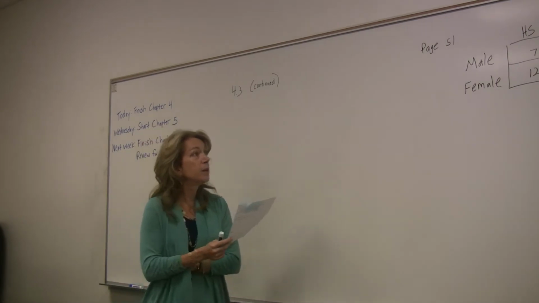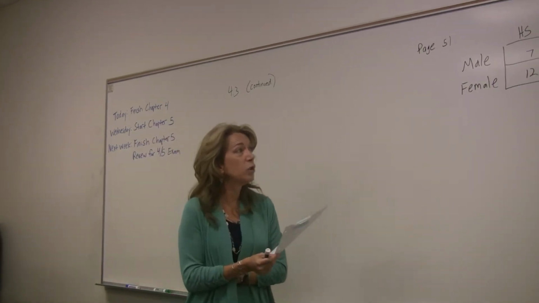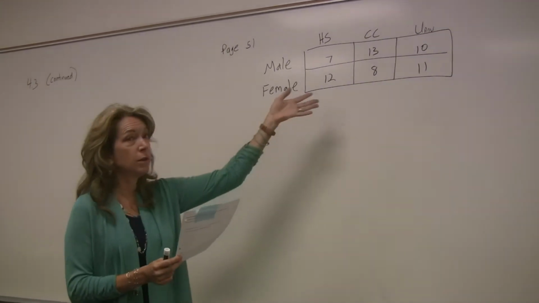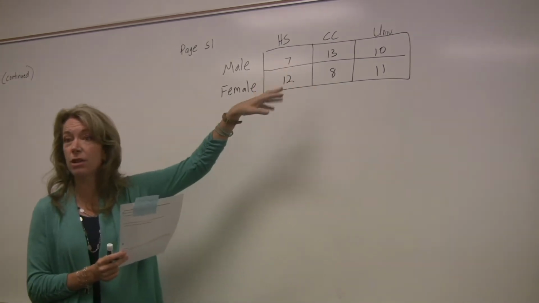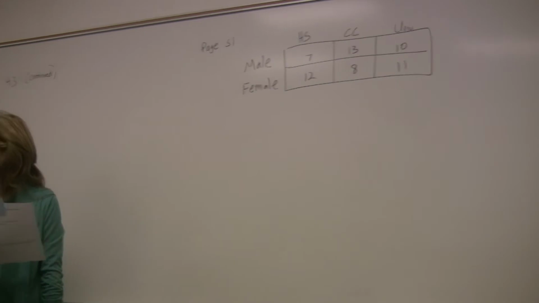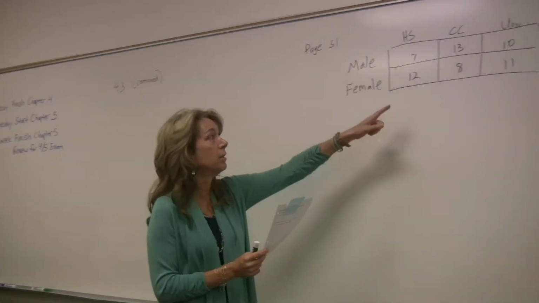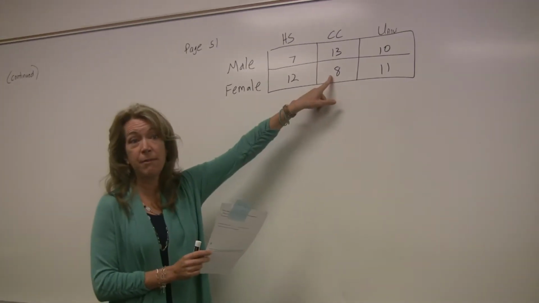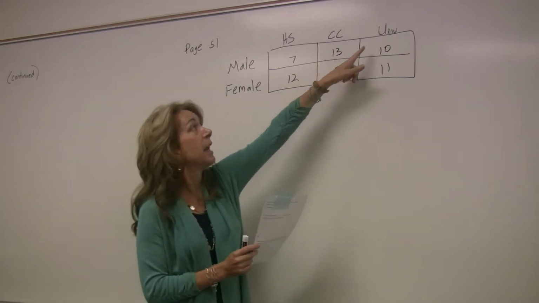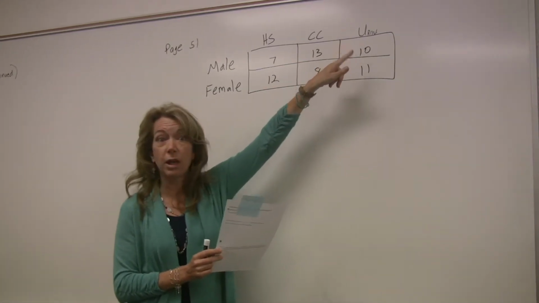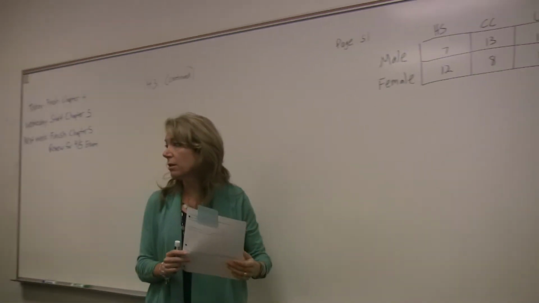Top of page 51. So that's a chart that has an assortment of students who go to an assortment of different types of schools and separated by which school they go to and their genders. So there are 8 females that go to community college. And there are 10 males that go to the university. So we've seen these charts before.